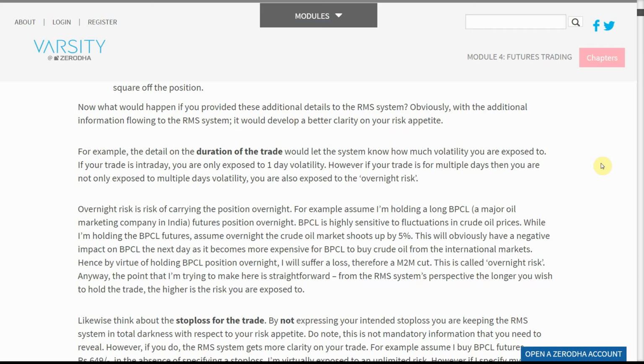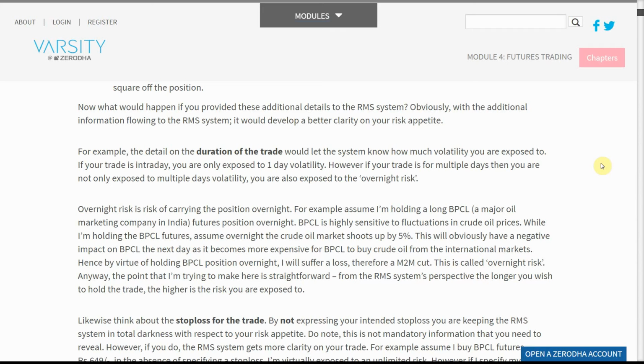For example, assume I'm holding a long BPCL, a major oil marketing company in India, futures position overnight. BPCL is highly sensitive to fluctuations in crude oil prices. Well, I'm holding the BPCL futures. Assume overnight the crude oil market shoots up by 5%. This will obviously have a negative impact on BPCL the next day, as it becomes more expensive for BPCL to buy crude oil from the international markets. Hence, by virtue of holding the BPCL position overnight, I will suffer a loss. Therefore, a mark-to-market cut. This is called overnight risk.